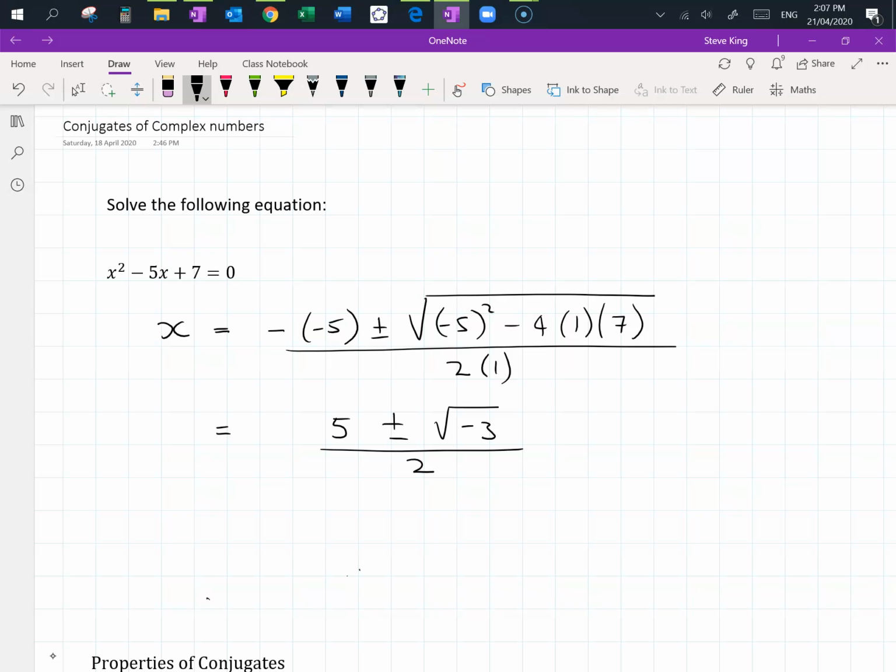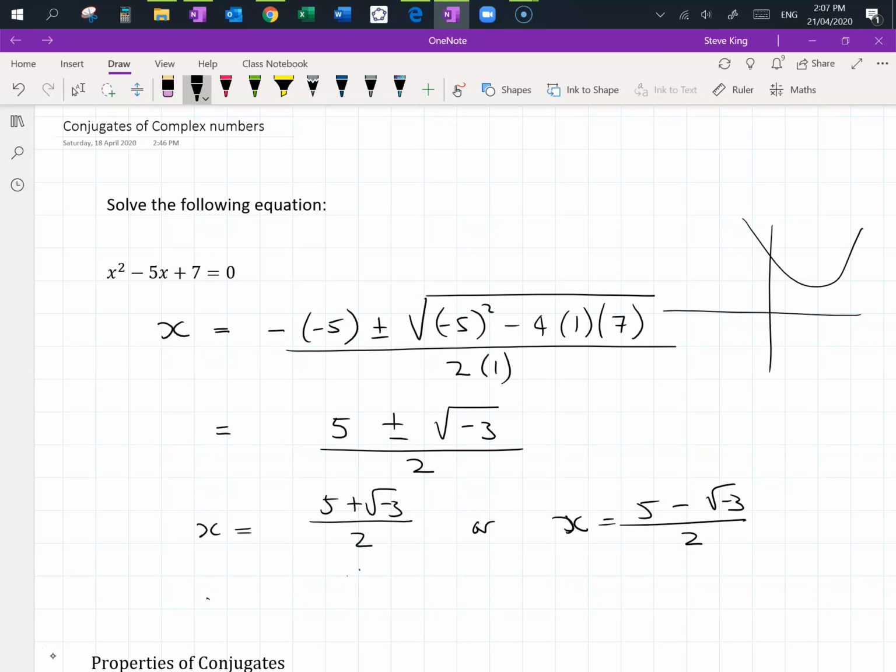And normally we would have said in the past that this thing has no solutions. If we were to draw it, it'd be one of these situations where the graph is intersecting above the x-axis. However, now that we've got complex numbers, we can say actually what we have here are two solutions. We've got x is equal to 5 plus the square root of -3 over 2, or x is equal to 5 minus the square root of -3 all over 2.